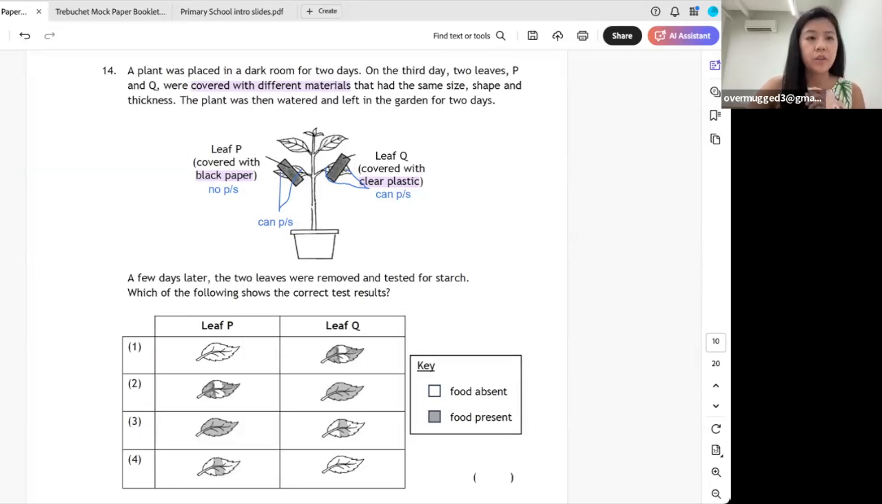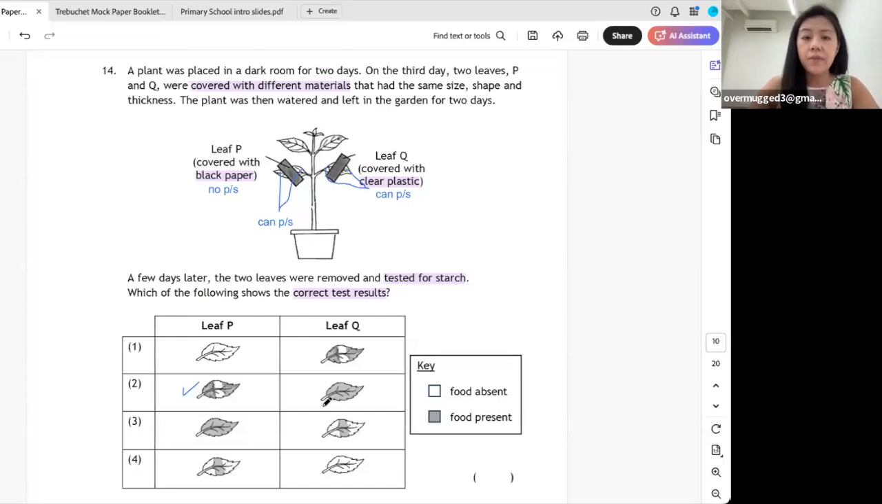Okay, now let's go to the question. We are looking for the leaves when they are tested for starch, the correct test results shown here. Okay, so you know that usually when we test for starch, we're using iodine. Iodine is brown. In the presence of starch, it will turn dark blue or blue-black. Okay, so for this leaf here that's covered with the black paper, it is only the middle part here that doesn't photosynthesize. So it's only the middle part here that food is absent. Okay, with that, we should be able to narrow down our answer to option 2. So food is produced at these 2 ends of the leaves, but not in the middle part here, right?